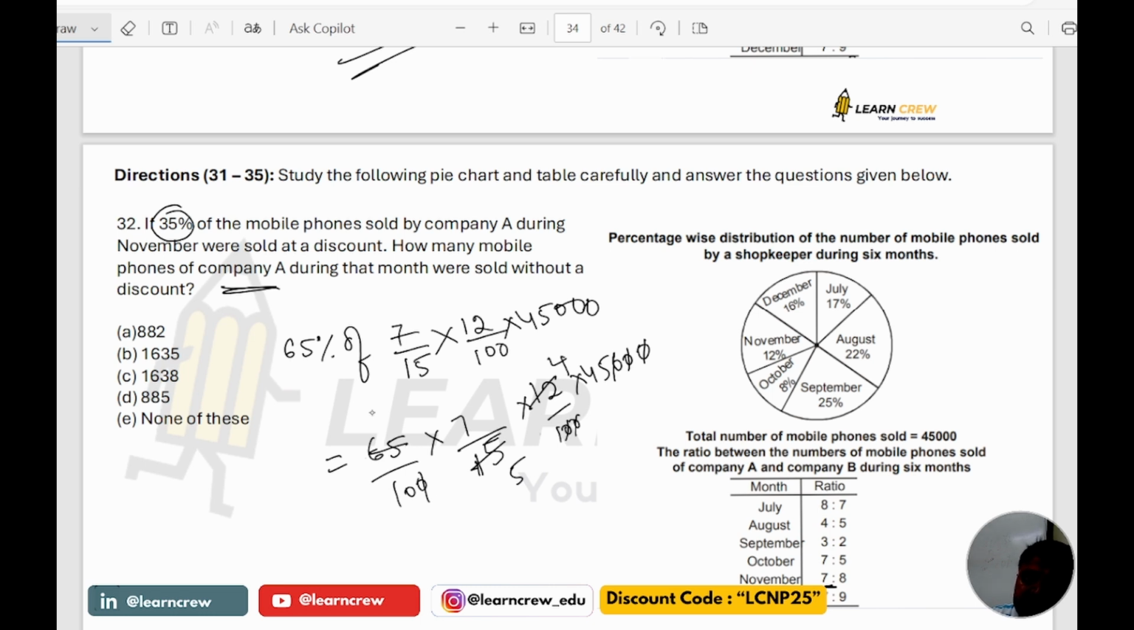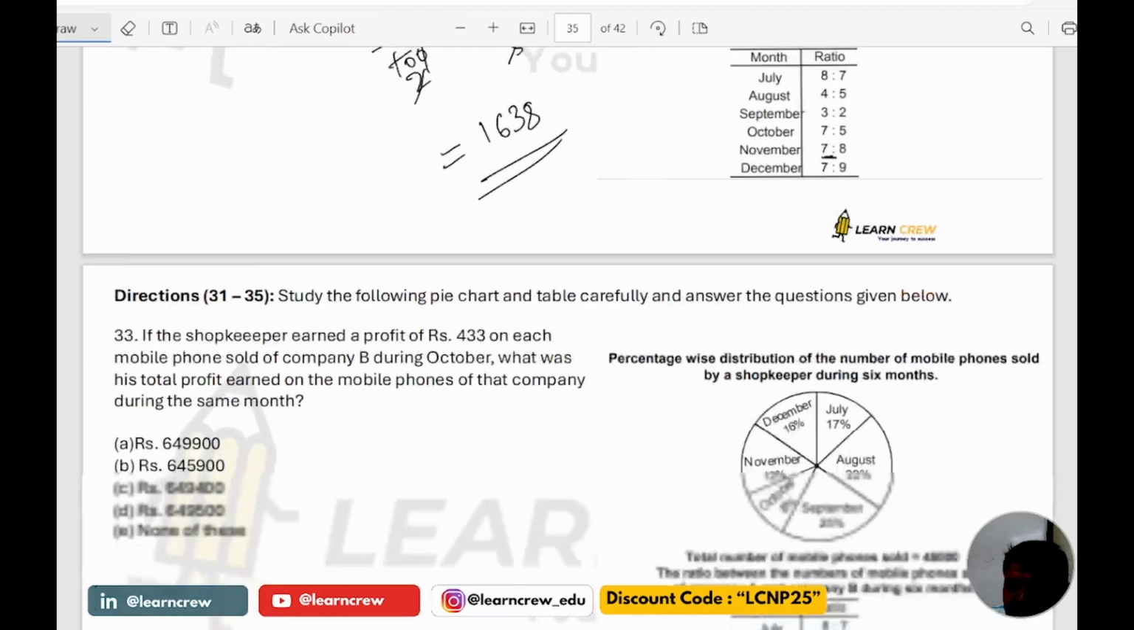Now here it is 5 13s are, 5 2s are. 2 1s are, 2 2s are. Now 5 9s are. Now denominator we don't have. Now 2 9s are 18. 18 7s are 126. 126 13s are. Answer must end with 8. 1638. 1638 is the answer. So answer is option C. Option C is answer. 32nd question.